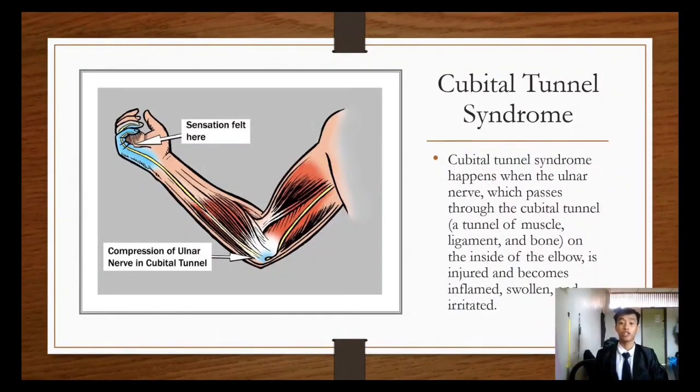Next, I will talk about cubital tunnel syndrome. Cubital tunnel syndrome happens when the ulnar nerve, which passes through the cubital tunnel, that is a tunnel of muscle, ligament, and bone, on the inside of the elbow, is injured and becomes inflamed, swollen, and irritated.